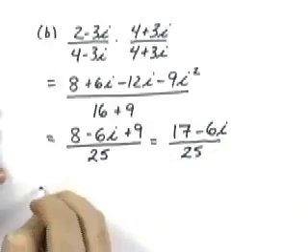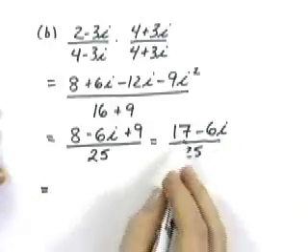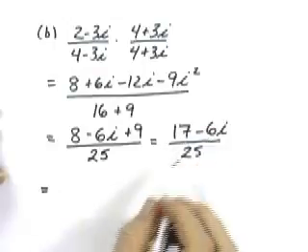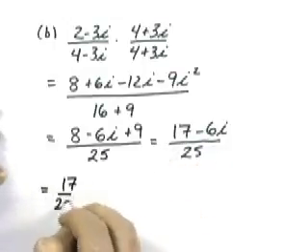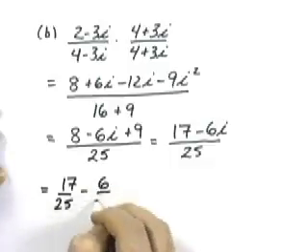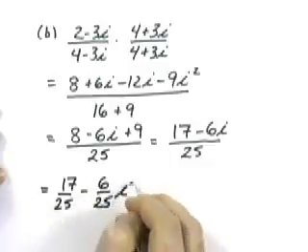Again, to write this in standard form, we take the denominator and divide it into the real part and the imaginary part. The result is 17 over 25 minus 6 over 25i.